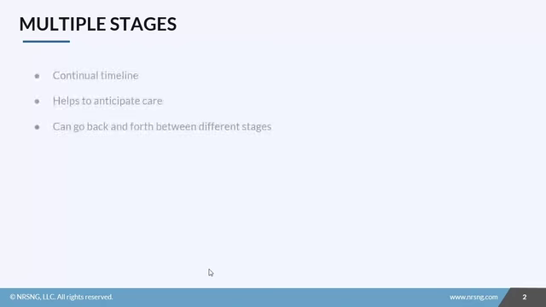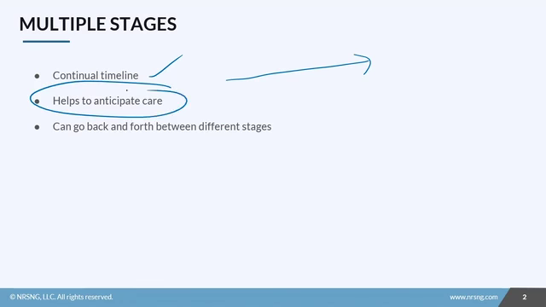In this lesson, we're going to take a look at stages of infection. Now, when we look at illness or infection, we have to recognize that it happens in stages. It's like this continual timeline. It basically goes in a forward direction. It's not just like you're exposed and then you get sick and then everything is cool. And by understanding these stages, it actually helps you to anticipate care a little bit better for your patient.